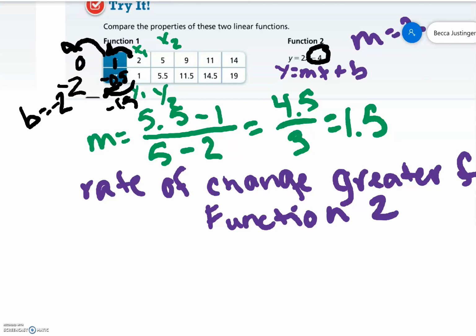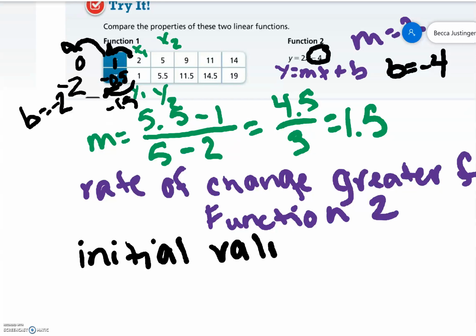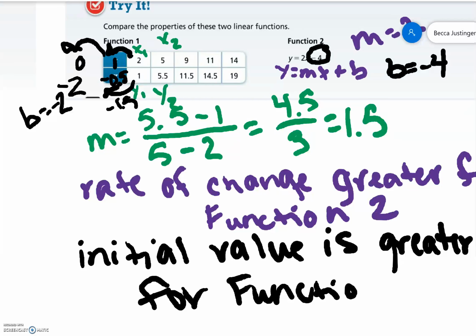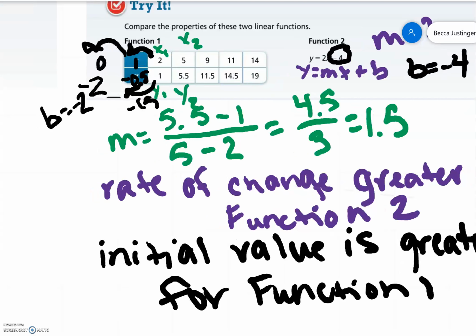And we look here, the y-intercept is -4 for function 2. So the initial value, or y-intercept, is greater for function 1.